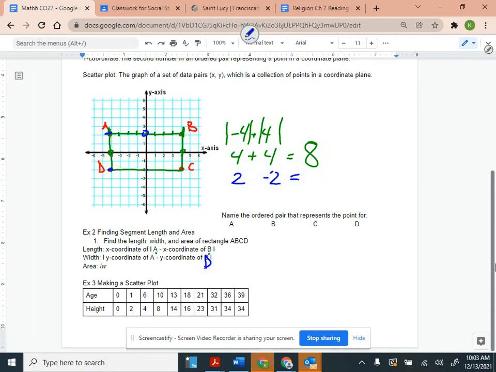Josie? 4. Because we went 1, 1, 2, 3, 4. Are we doing absolute value though? Yeah. Then wouldn't it? Oh wait. Oh, I get that's 2. So yeah. Okay.